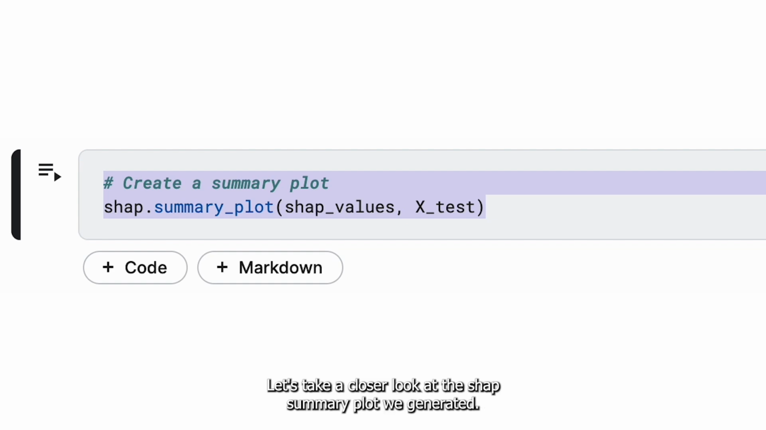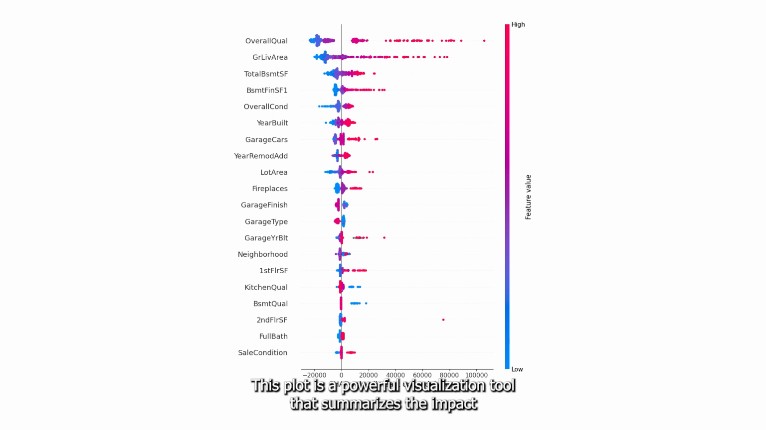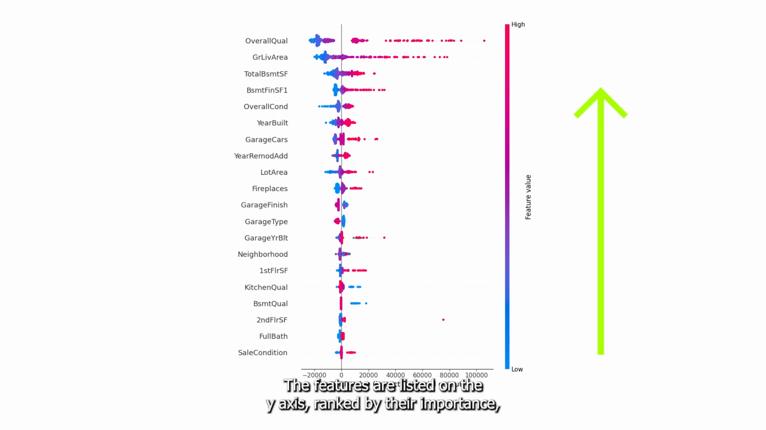Let's take a closer look at the SHAP summary plot we generated. This plot is a powerful visualization tool that summarizes the impact of all features on the model's predictions across all samples in our dataset. The features are listed on the y-axis, ranked by their importance, meaning the higher a feature is on the y-axis, the more it contributes to the model's predictions.